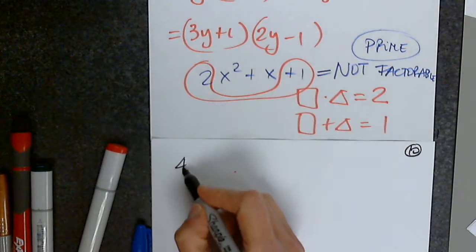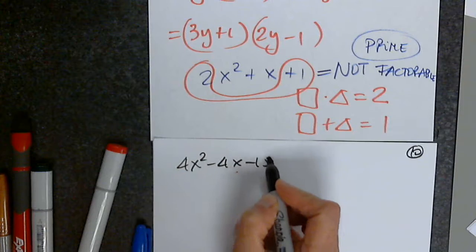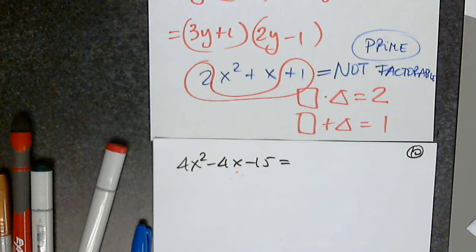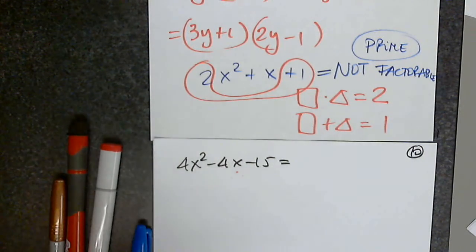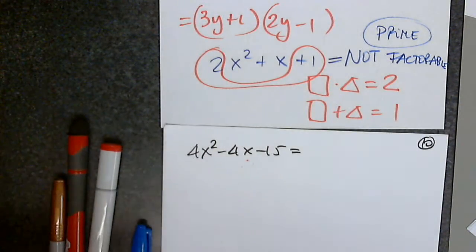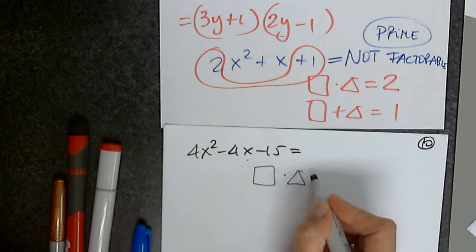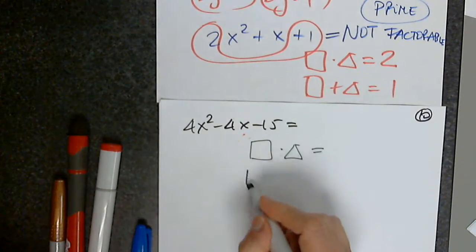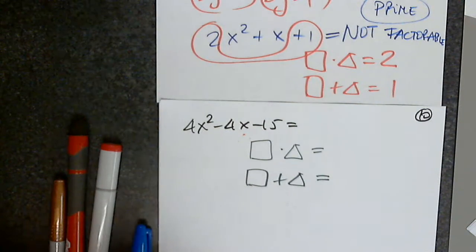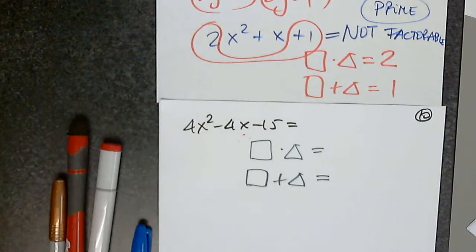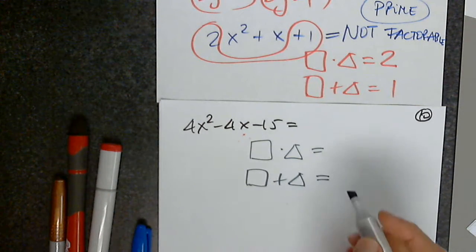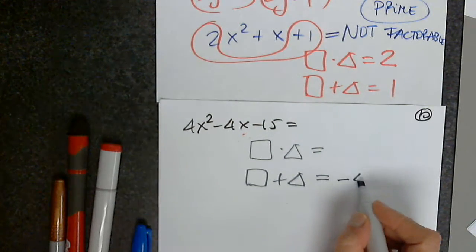Next one, 4x squared minus 4x minus 15. It's in descending order. The leading coefficient is not 1. So I have no choice but to try to find two numbers whose product is and whose sum is. The sum is always the same. That's why we require the polynomial to be in descending order, because otherwise I may find something that is not the product, right? Or not the sum. So what is the sum? Good. What is the product?